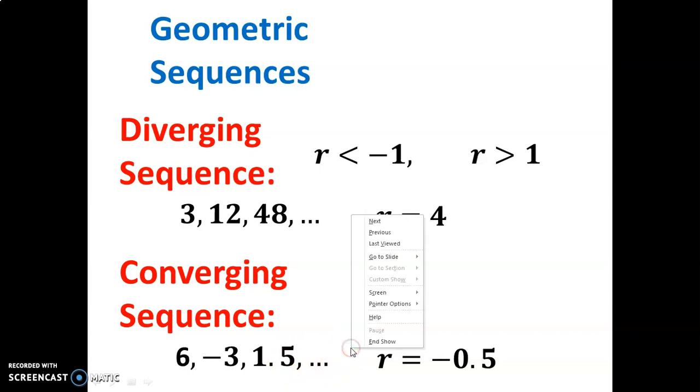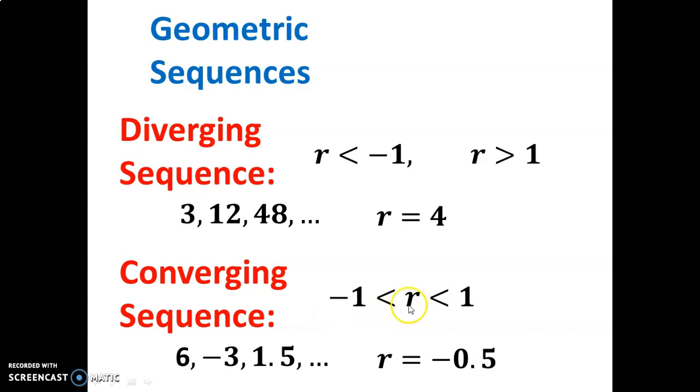That is a converging sequence, and that occurs when the r value, the multiplier, the ratio, is between -1 and 1. Think of it this way: the only way a number can get smaller when you multiply it is if the number you're multiplying by is under 1. If you multiplied 6 by 1, it would remain 6. Multiply 6 by anything greater than 1, it will grow. But multiply 6 by something less than 1, it will shrink. That's what's happening here. The multiplier is between -1 and 1, so it can be a number between 0 and 1, or a number between 0 and -1.